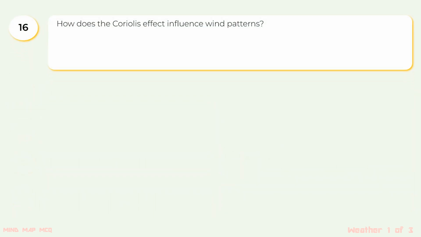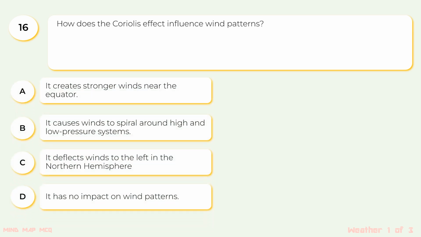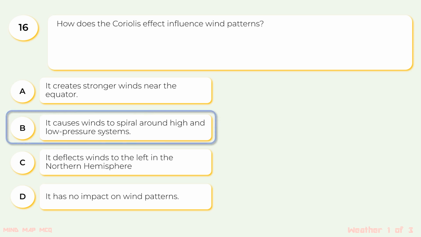16. How does the Coriolis effect influence wind patterns? The options are A. It creates stronger winds near the equator, B. It causes winds to spiral around high and low pressure systems, C. It deflects winds to the left in the northern hemisphere, or D. It has no impact on wind patterns. The correct option is B. It causes winds to spiral around high and low pressure systems.